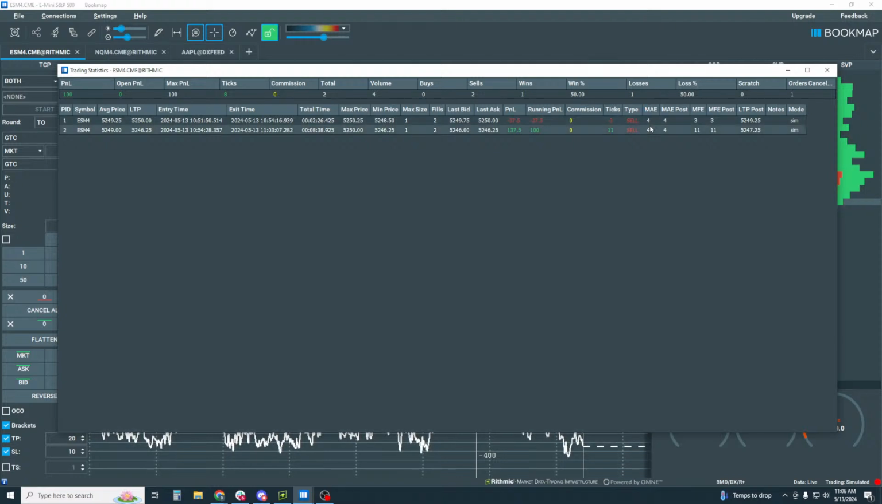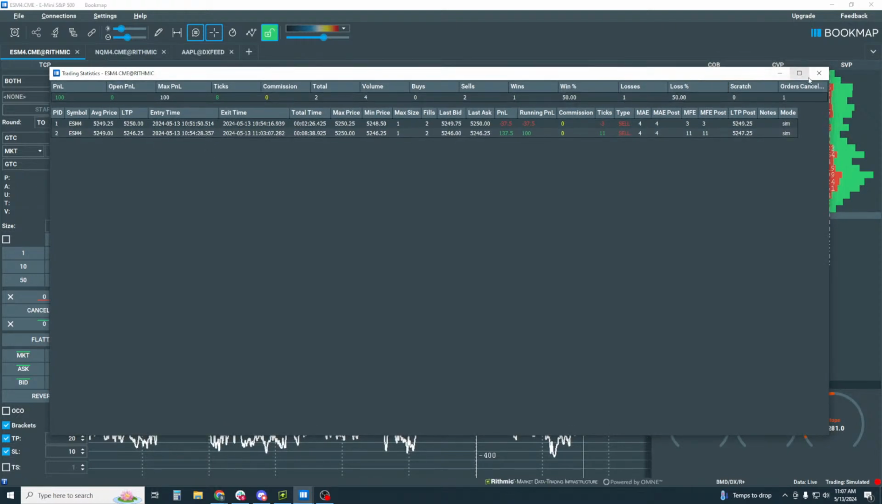Okay, here it went against us 4. Here it went for us only 3 on our stop out. And then again, it went against us 4 on our other trade, but it went for us 11. And then post is telling us, after we got out, how much more did it go for us. So we made a pretty decent trade there, trade management wise.